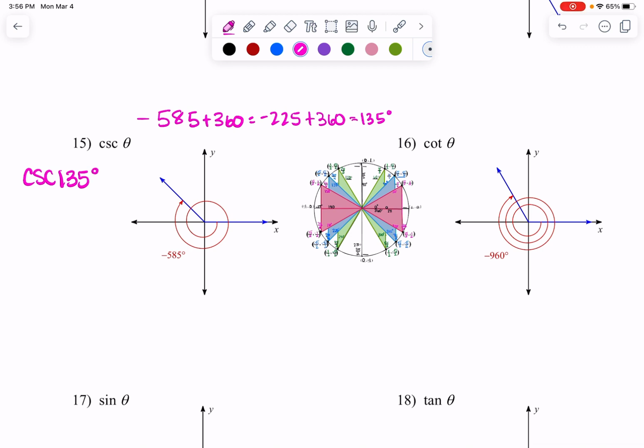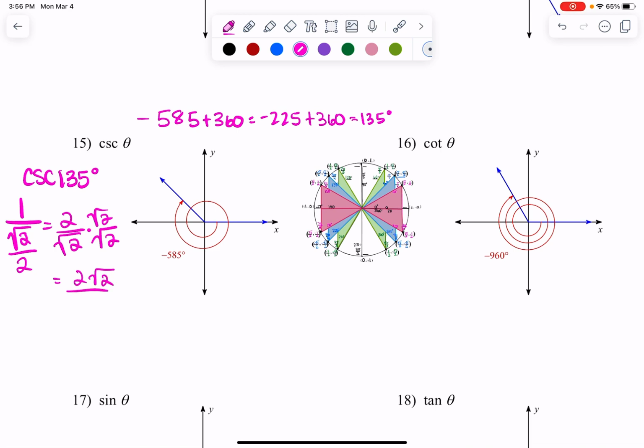So for cosecant of 135, we take 1 over our y coordinate, which is the same thing as saying 2 over square root of 2, multiply everything by the radical. We get 2 times the square root of 2 over 2. Those cancel, and it is just the square root of 2.